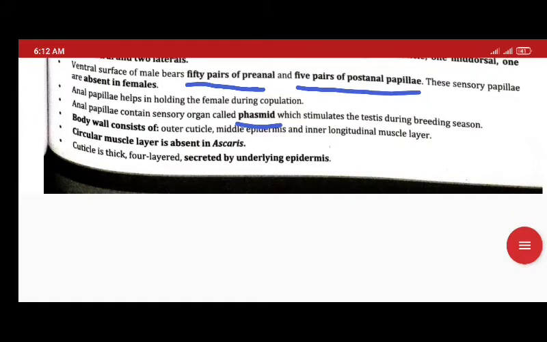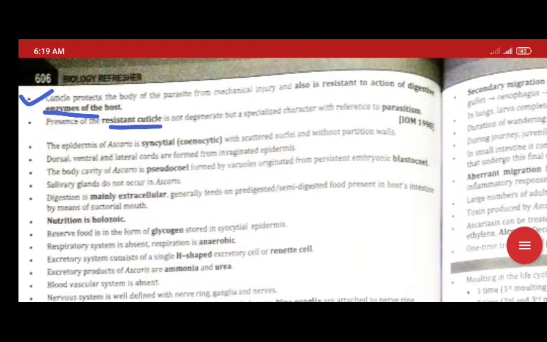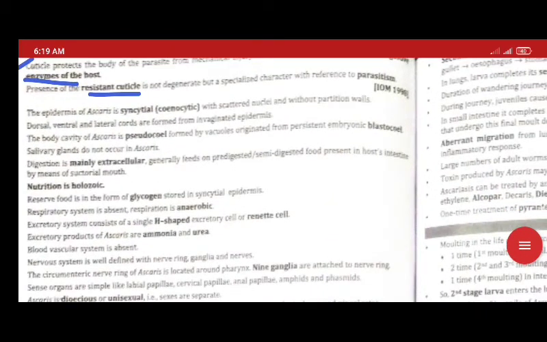The circular muscle layer is absent. In Ascaris, cuticle is thick and 4 layered, secreted by underlying epidermis. So cuticle is present here due to parasitic nature. So Ascaris lumbricoides or roundworm is parasitic in nature. So cuticle is present to protect from host enzymes, a resistant cuticle. Now syncytial means syncytium without partition of wall. Here syncytial means multinucleated cell.